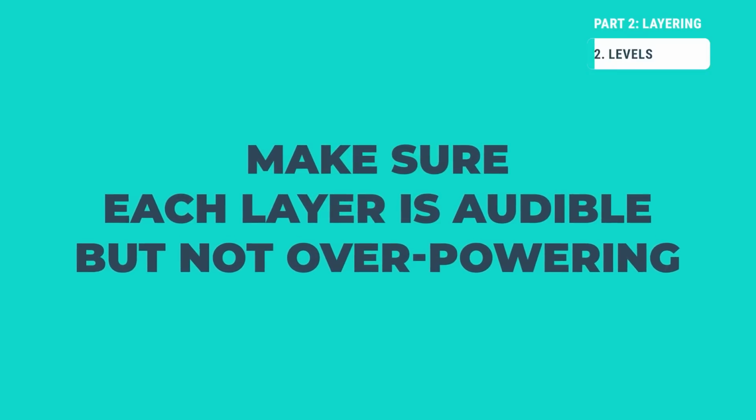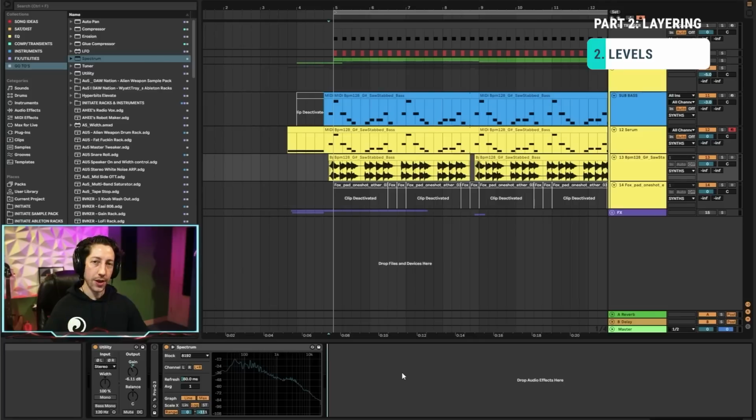Step 2 is level balancing. So once you've chosen your sound or sounds, you need to balance the levels of each layer. You want to make sure that each layer is audible but not overpowering. And a good rule of thumb is to have the sub bass layer at the forefront and your other layers providing support. So now that we have a nice consistent sub, we've got a nice layer that adds a little bit of stereo width and fullness to it and a nice texture.